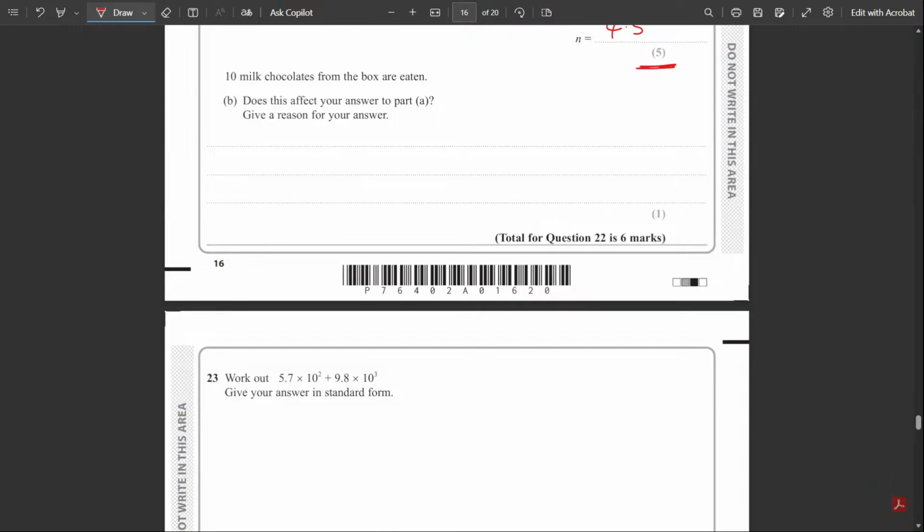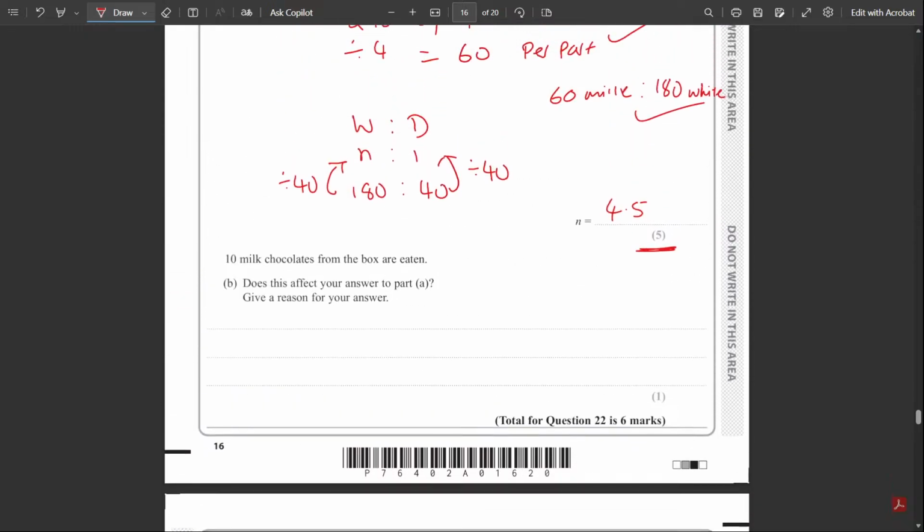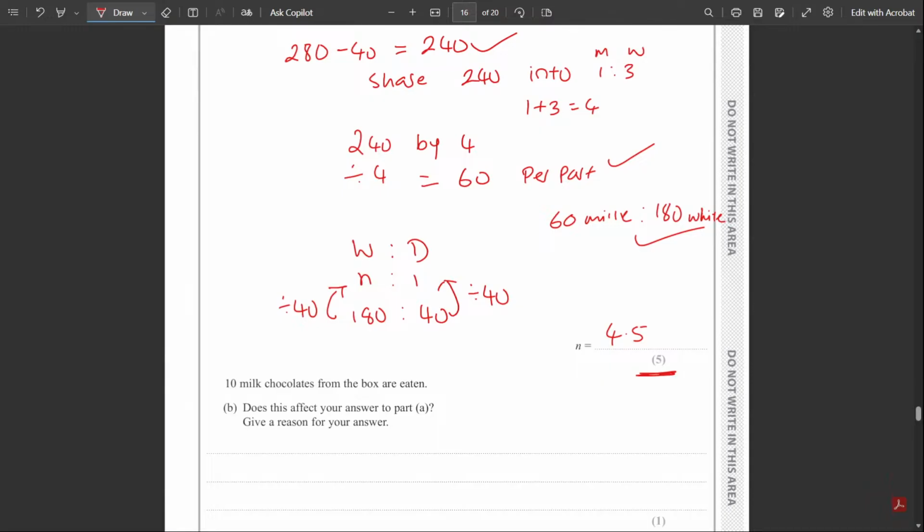Does this affect your answer to part A? 10 milk chocolates from the box are eaten. So instead of having 60 milk chocolates, now we have 50 milk chocolates. Does that affect this part here? No, because we're only comparing the white chocolates to dark chocolates. Milk chocolate is not being used, so this doesn't affect our answer to part A.